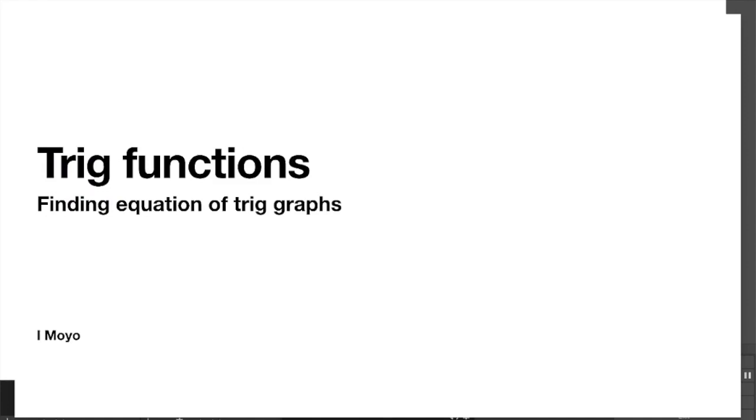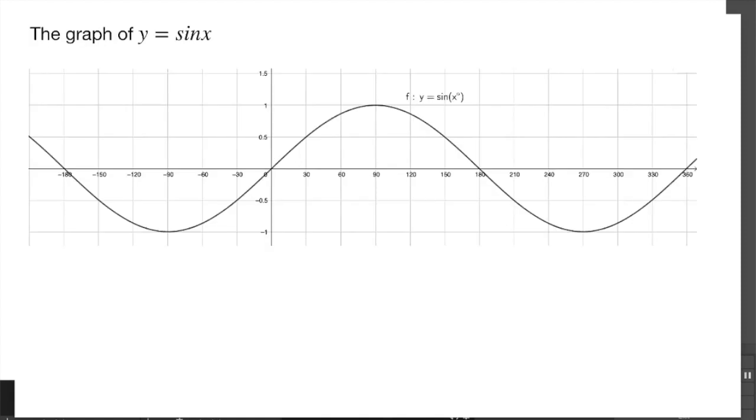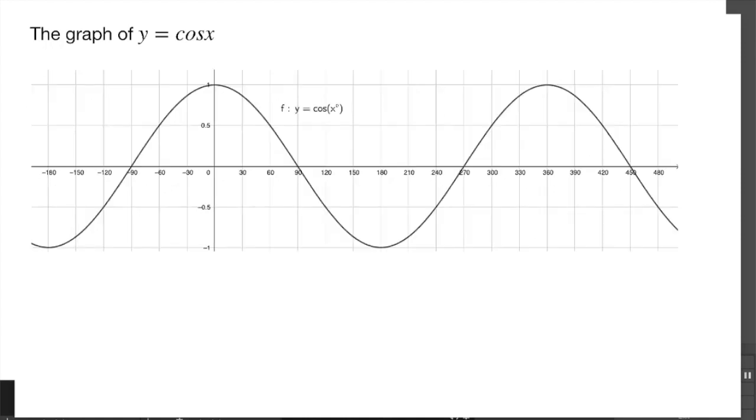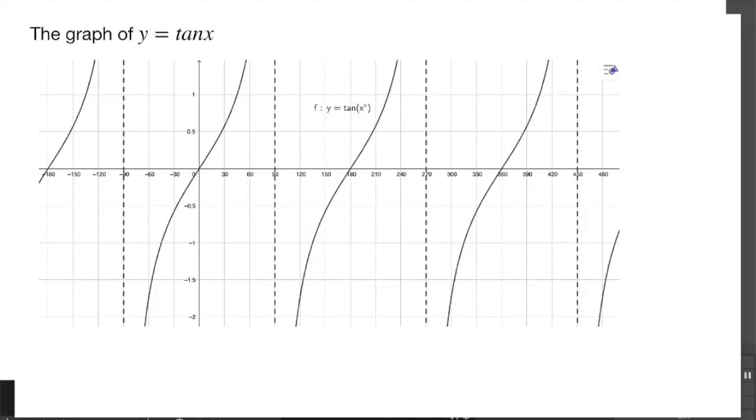I'll show you how you can find the equation of a trigonometric graph. Now we will definitely need to remember the graph of y equals sine of x and all its properties, the turning points, the amplitude, the period, and so on. That is the same for the graph of cosine of x. We need to know the amplitude, the turning points, and all the other things, as well as the tangent graph. So that is really the starting point.